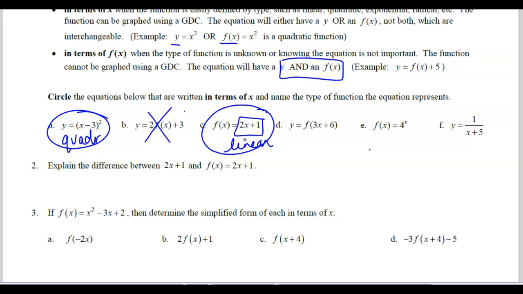Next one's y equals, so I've got a y and an f of x, remember that? So that is not in terms of x. I don't know what f is. Yeah, maybe that's linear, that's going into f, but maybe f is a rational. So I don't know what that is.